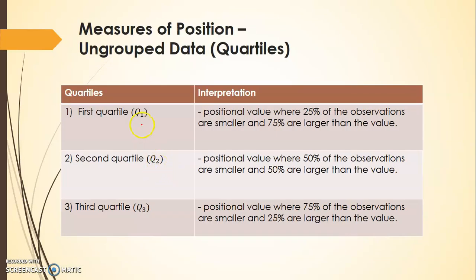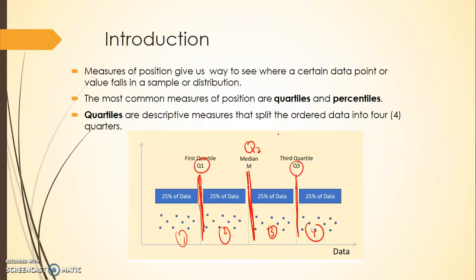The first quartile, Q1, is a positional value where 25% of the observations are smaller and 75% are larger than the value. Based on this data just now, the first quartile is located here on this line. So from here you can see that 25% of the data are smaller than the value of Q1, while another 75% of the data are bigger than this Q1 value.